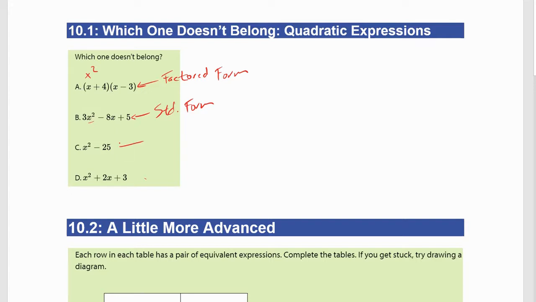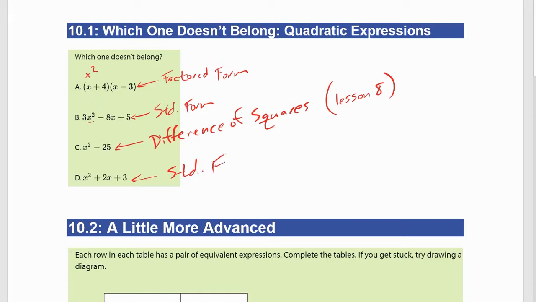This is a difference of squares, right? There's no middle term, but it's still x squared. So difference of squares. All right, and I believe that was lesson 8, by the way. Just calling back from the past. And standard form, right? Still having to do with x squared, which is a good indicator it's still quadratic. So you can argue for all of them.